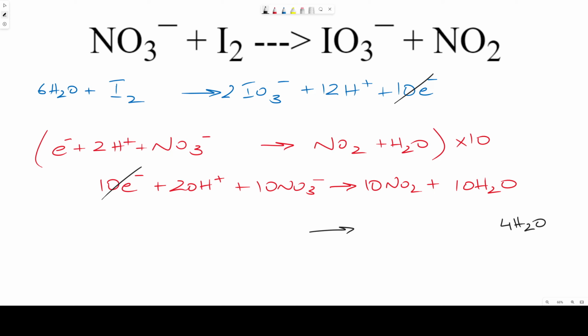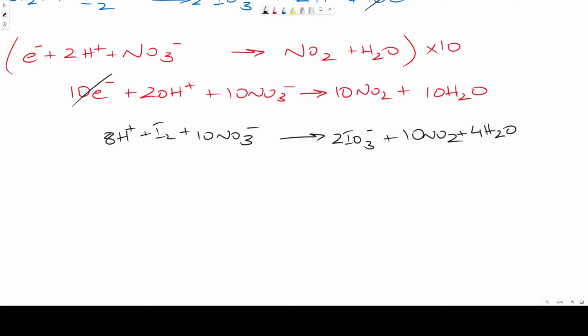So once again, same thing. It becomes 20 minus 12, that is 8 hydrogen ions on the left hand side. And then everything will just follow suit as is. So this is plus iodine plus my 10 NO3 minus, and then on the right hand side I had 2IO3 minus and I had 10 NO2. Okay, and that is all. That is going to be my balanced redox reaction. I hope this makes sense.